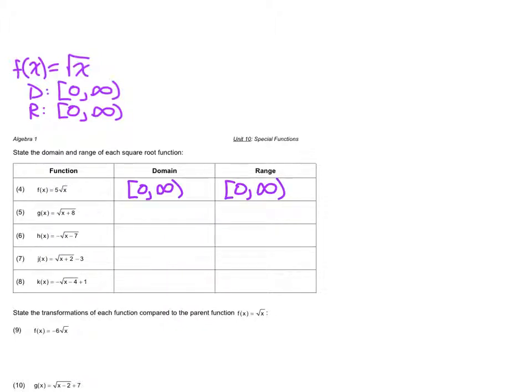What about this one? We got a shift. What's the shift? 8 to the left. Okay, so that's going to impact what, the domain or the range? The domain. Only the domain. So shift that 8 units to the left. But the range is going to remain the same because we didn't shift that.